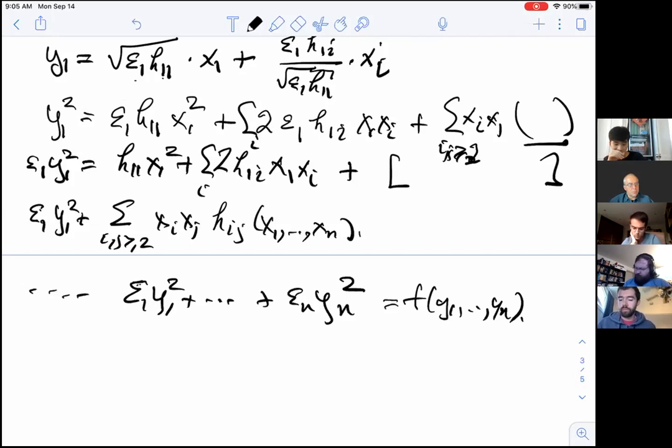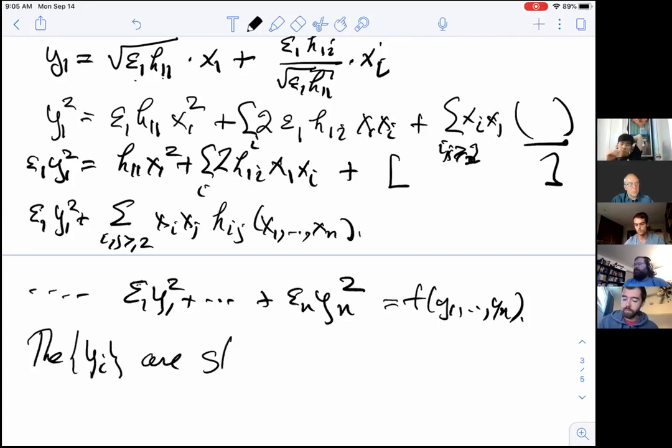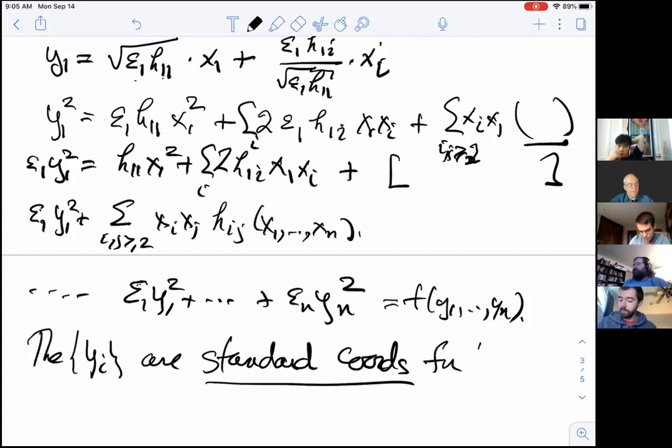So any coordinates like these, the yi, are called standard coordinates for f near this non-degenerate critical point, P. And we will use these standard coordinates over and over and over again. We will see how to extend them, how far we can extend them, and so on. They'll be crucial in everything that we do.